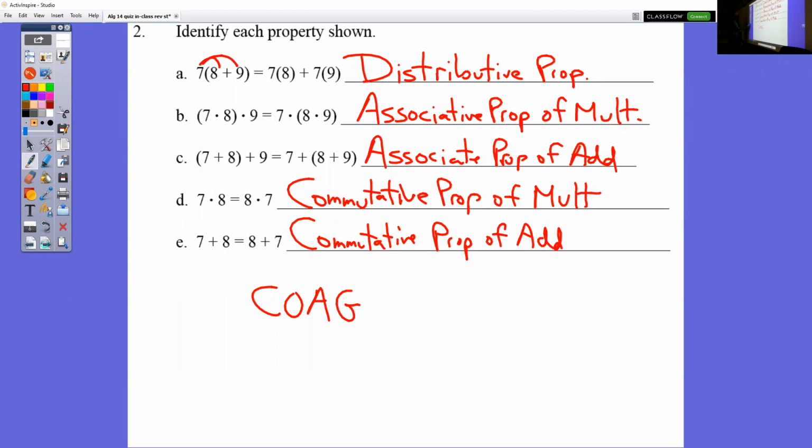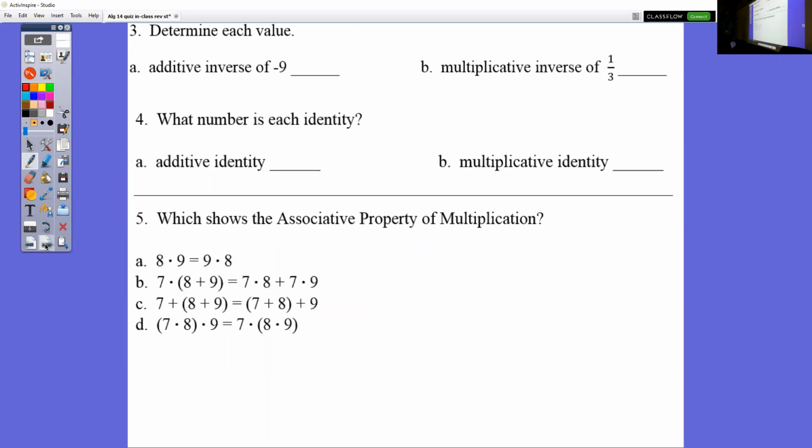In the next question, take a look at number 3. In number 3, determine each value. What is the additive inverse of -9? And what is the multiplicative inverse of 1/3? Go ahead and try question number 3, please. Additive inverse of -9, multiplicative inverse of 1/3.